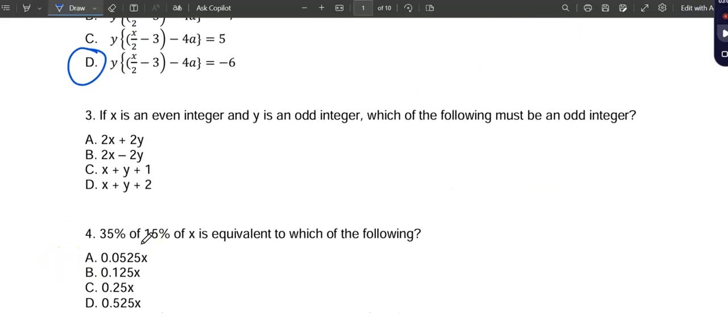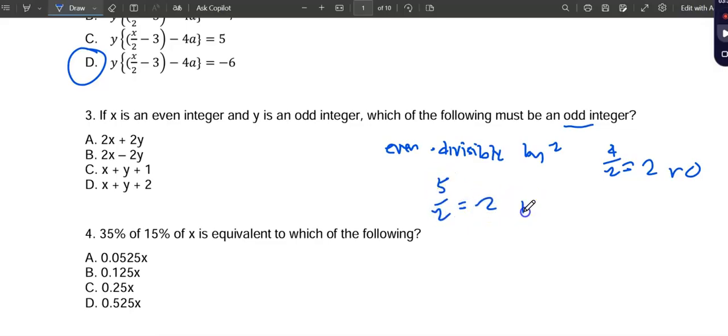Number 3. If x is an even integer and y is an odd integer, which of the following must be an odd integer? So remember, when you have an even integer, it's divisible by 2. When you divide it by 2, there is no remainder. For example, 4 is divisible by 2. Why? When you divide 4 over 2, it will give you 2, remainder 0. The odd, on the other hand, always has a remainder. Example, 5 over 2. When you divide it, you have 2, then the remainder is 1. So there is always a 1 left over.